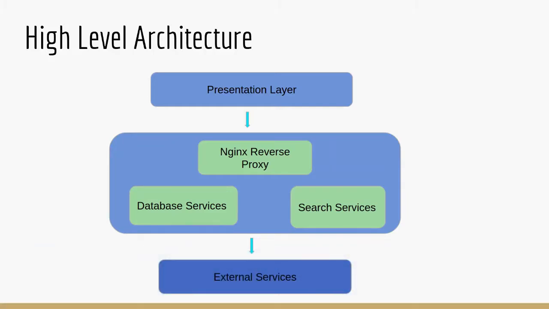Understand our high level architecture of our Journey system. So we have here the presentation layer, and in the backend we have two services, database services and the search services. So we have an Nginx reverse proxy. All these are containerized in separate containers, and based on the routing, each service will be used.